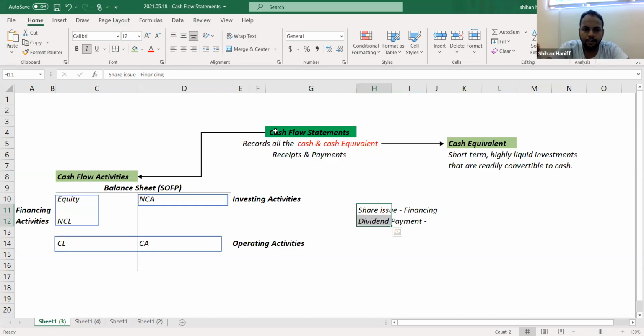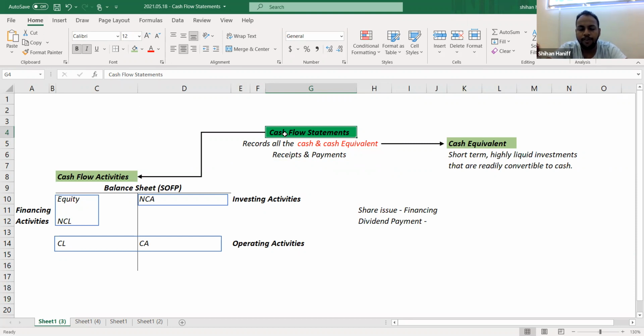Right. So in cash flow statement, first we need to understand what is meant by cash flow statement. In cash flow statement, we record all the cash and cash equivalent receipts and payments. This is one of the parts of the financial statement.